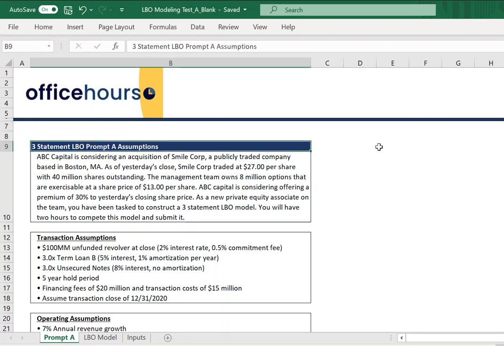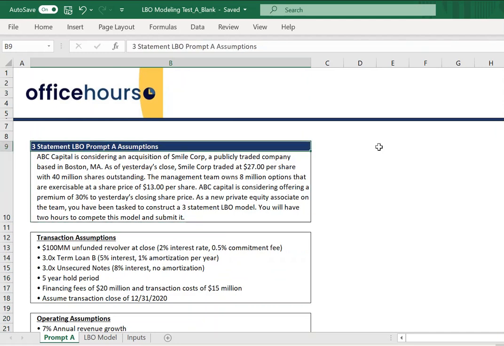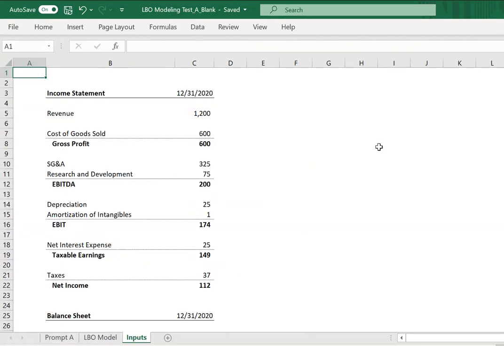So the prompt, which is displayed here, is also in your downloadable Excel file. I'm not going to read through every assumption given here, but at a high level, we're looking at a take private of a publicly traded company called Smile Corp. In a live interview setting, you will most likely be given this assumptions tab, which will most likely be given in a PDF, occasionally in the Excel itself, and you'll also be given an inputs tab, which we have here.